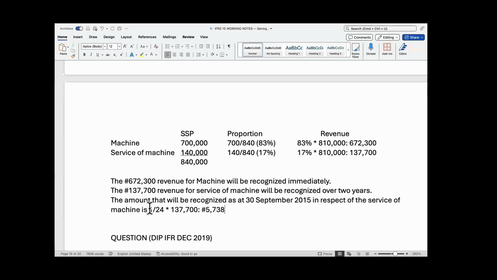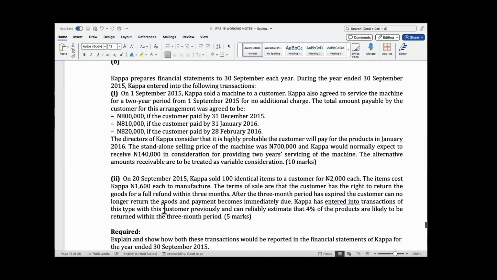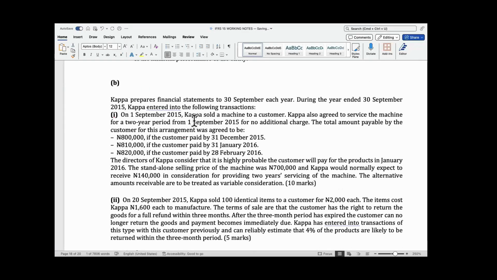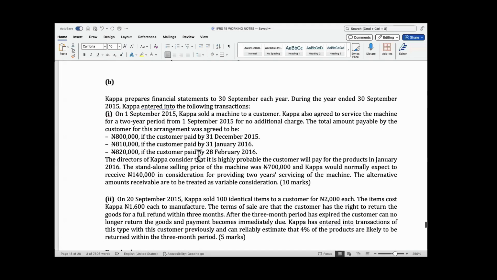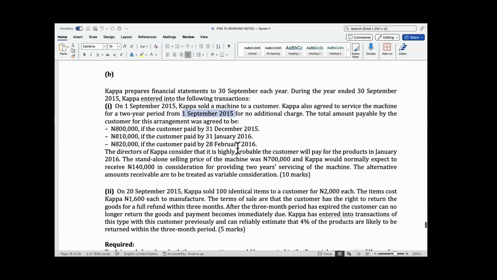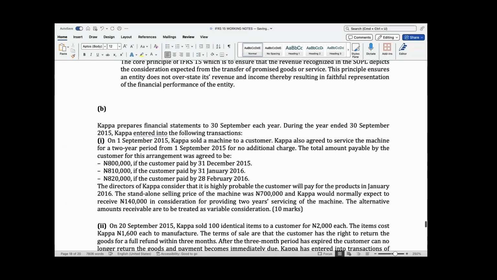Do you know how I got this 1/24? Because we are going to start the service from 1st of September. Since it's 2 years, that's 24 months. And the end of the year is 30th September. So for 2015, we can only recognize 1 month revenue. That was why I did 1/24, just to recognize a month's revenue for these 24 months. That was the basis for this 1/24. And that's the answer to this I part.